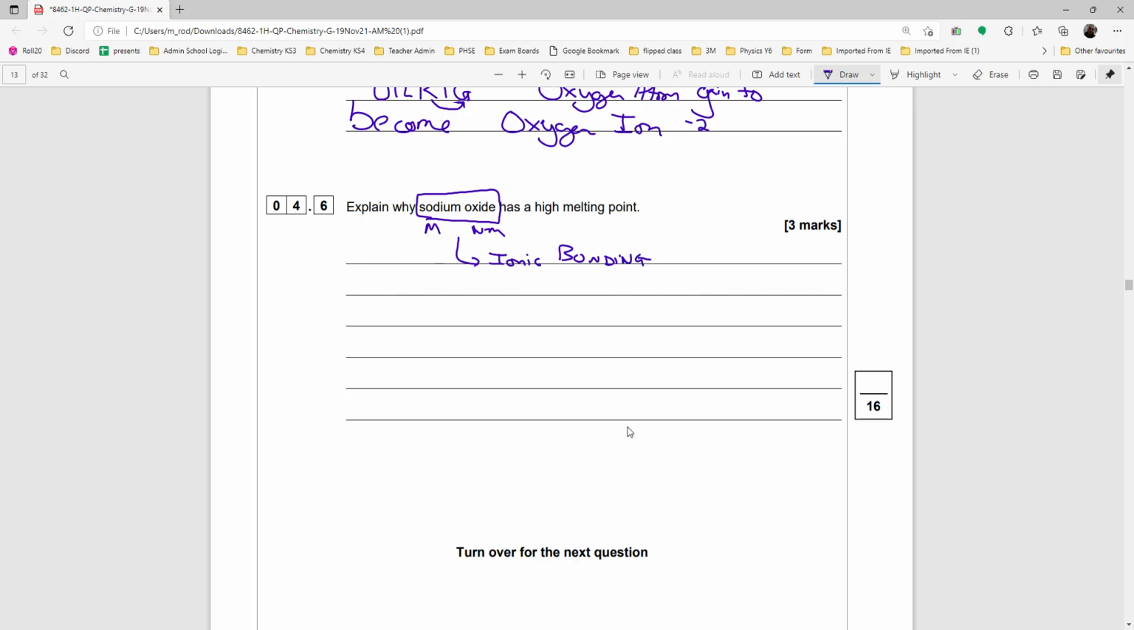Once someone says ionic bonding to me, I now automatically write in it has a giant ionic lattice structure. This also means it's going to have very strong electrostatic force of attraction between the positive ions and the negative ions. So between the sodium and the oxygen.